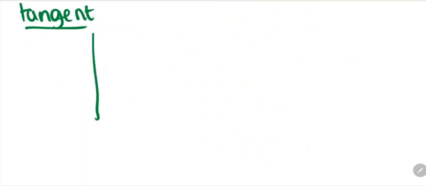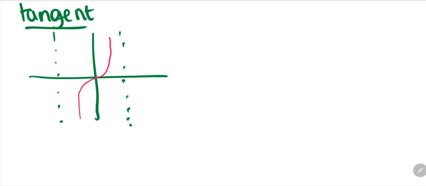Right, so if we look at tangent, the tangent graph, we have it within a domain. So we would draw our tangent like this, and this would be at minus pi over 2, and this would be at pi over 2. We have to limit it, okay?